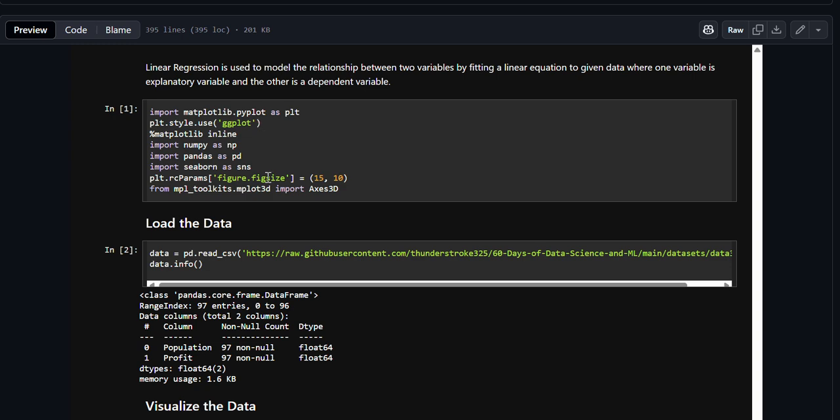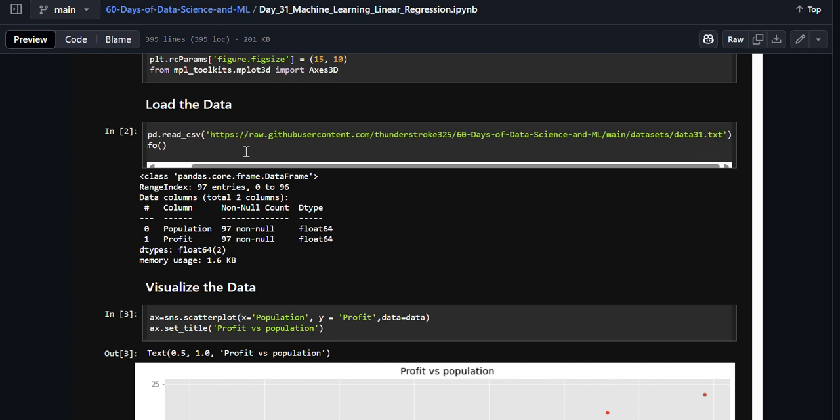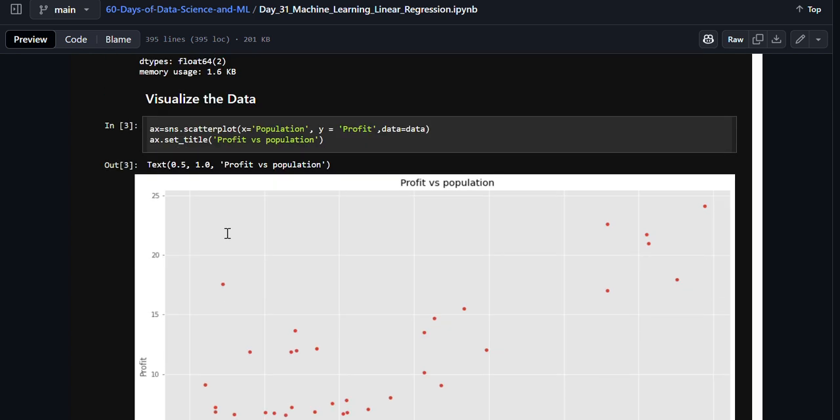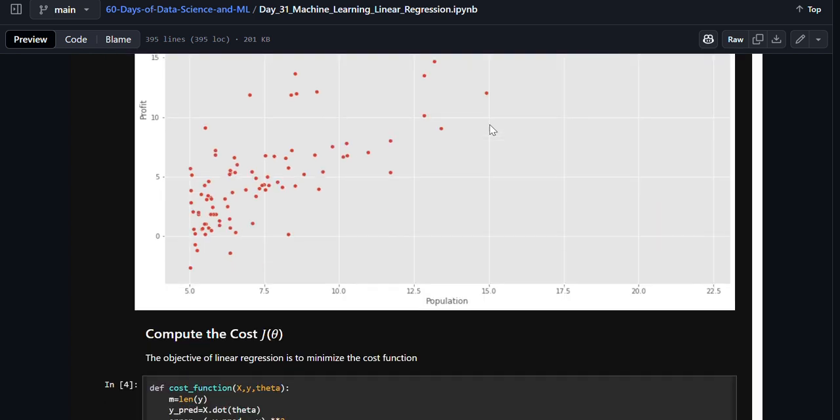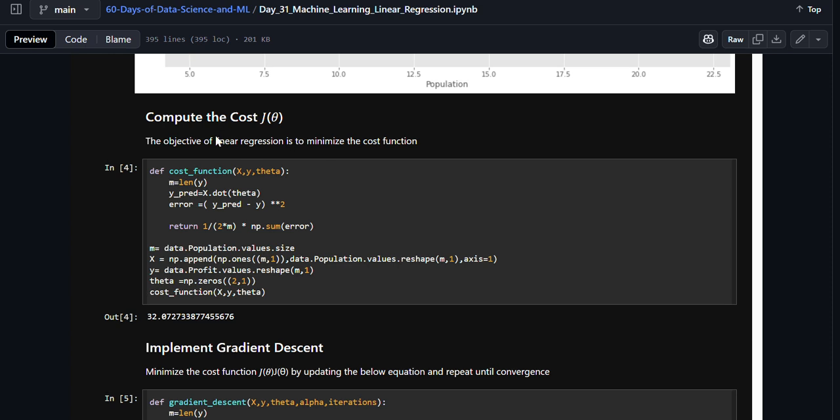And we have a ggplot. You load the data. Again, it's data31.txt, so it looks like there's population and profit. And you make a visualization of profit versus population. You calculate cost, and there's a cost function here. The objective of linear regression is to minimize the cost function.